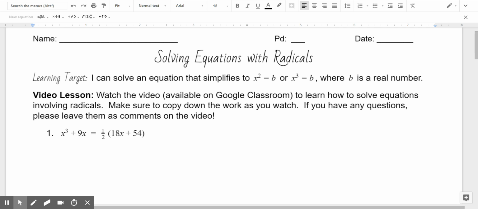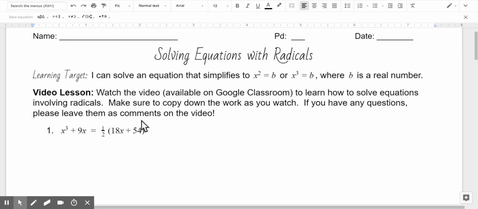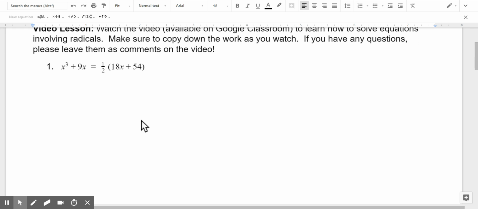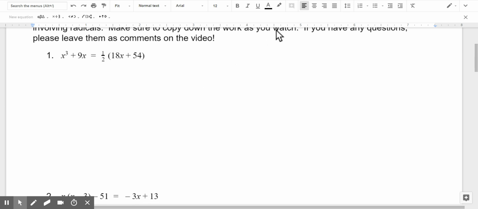So even if it looks really complicated on the way, it will end up only having one x term left when we're done. So right now you're watching the video lesson, so I'm not going to read this part out loud. Let's take a look together at number 1. Whatever you see me typing in red, you should also write down on your paper. Number 1 says x cubed plus 9x equals 1/2 times 18x plus 54.